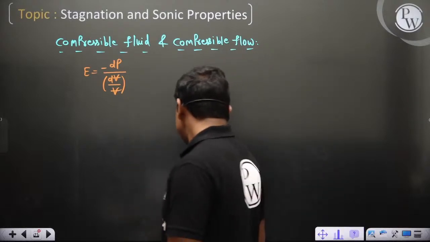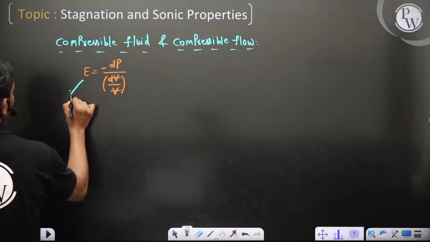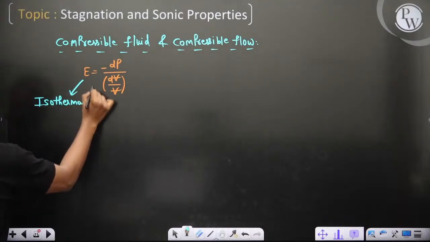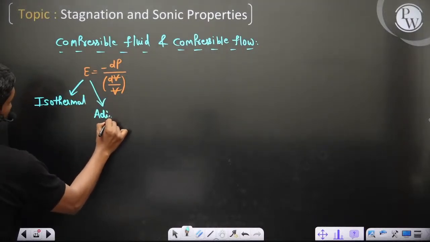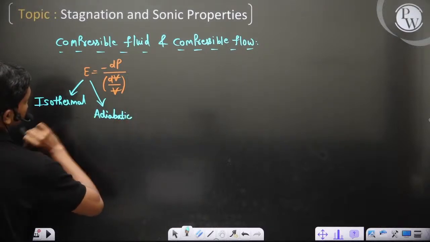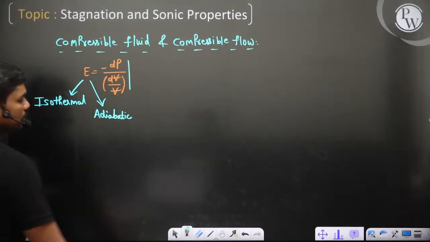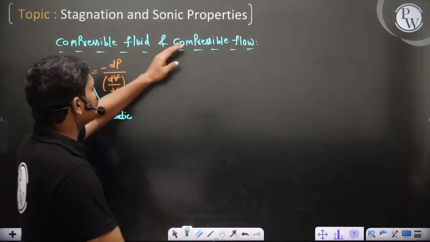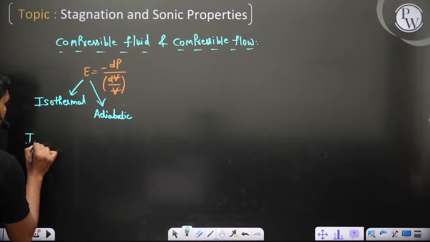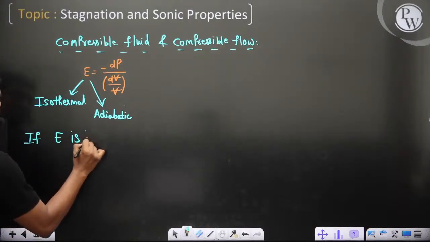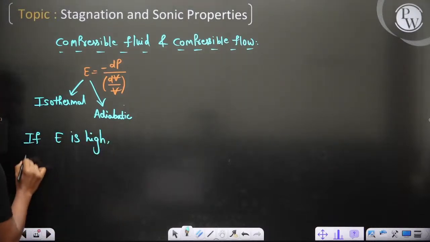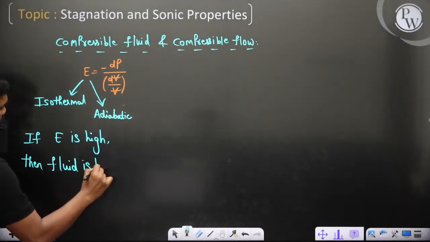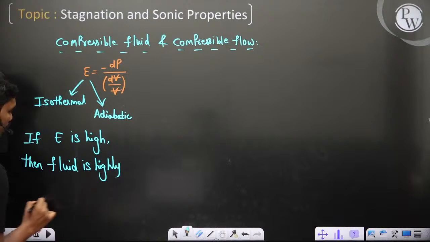Now if you see, this is basically in two cases, isothermal and also adiabatic bulk modulus, and normally we are talking about adiabatic bulk modulus in this case. So let's say this is adiabatic or isothermal depending upon constant entropy or constant temperature here. But if E is high, then the fluid is highly incompressible.